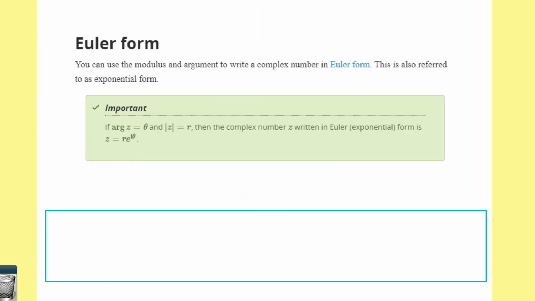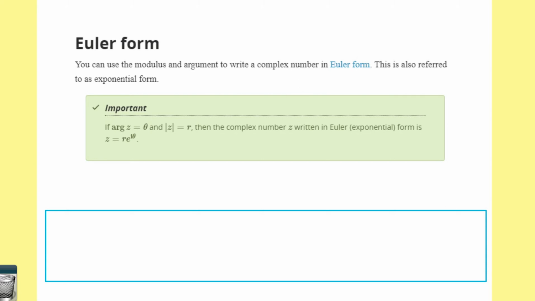Okay, so that was polar form. There's also Euler form. I know it looks like Euler form, and I really want to say it every single time. Anyway, so Euler's form is exponential form. It can be written as r times e to the i theta.